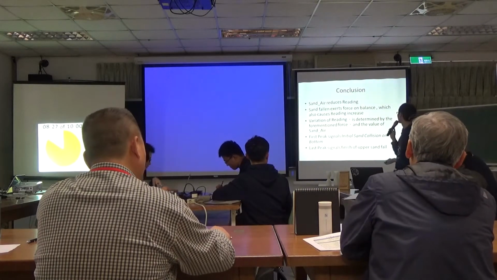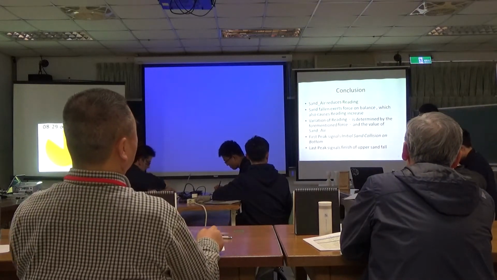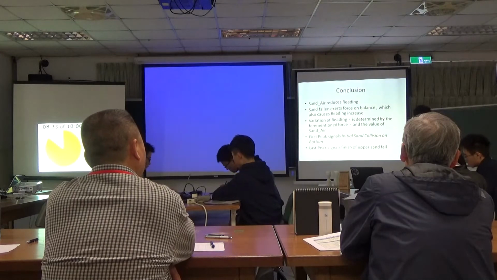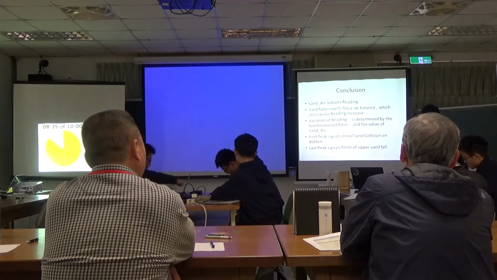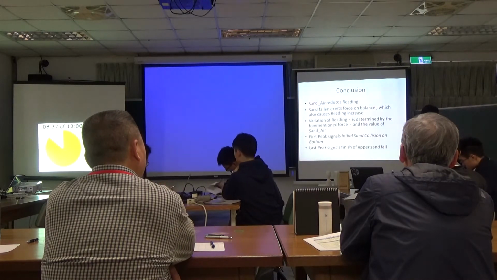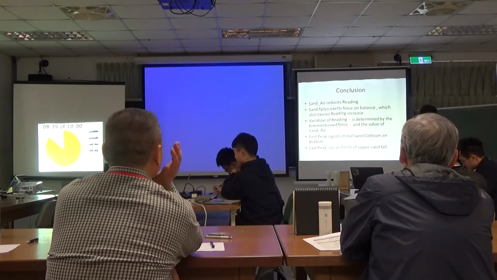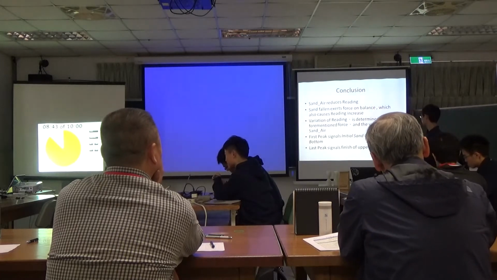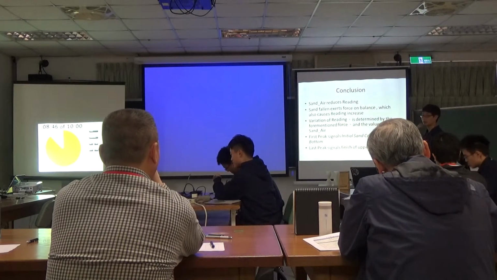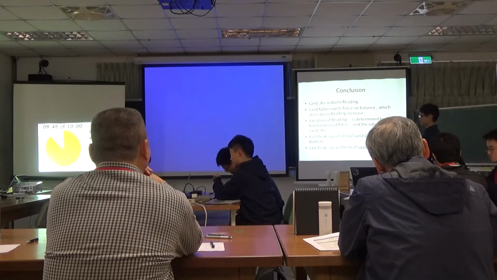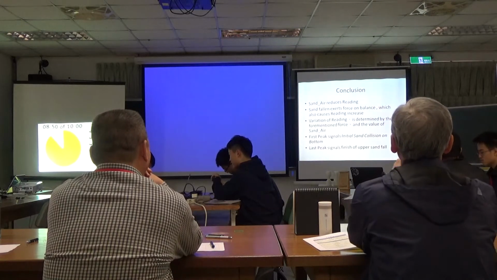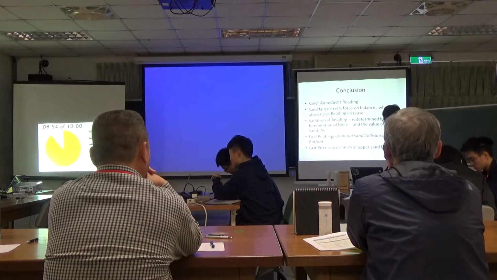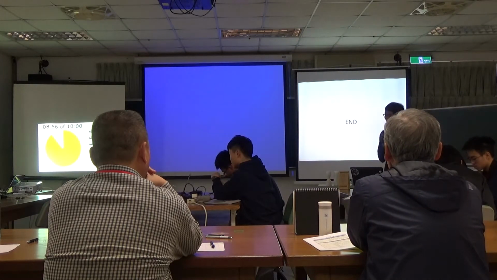Let's go to our conclusion. The sand in air reduces the reading, and the sand fallen exerts force on the balance, which causes the reading to increase. The variation of the reading is determined by the aforementioned force and the value of sand air. The first peak we see signals the initial sand collision on the bottom, the first pile of sand touching the bottom. And the last peak signals the finish of the upper sand fall. And that's the end.